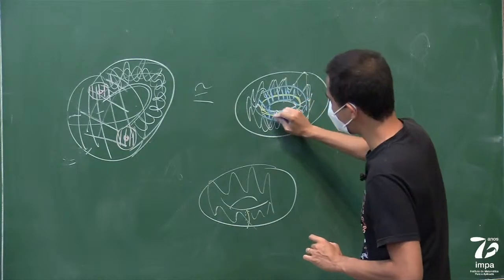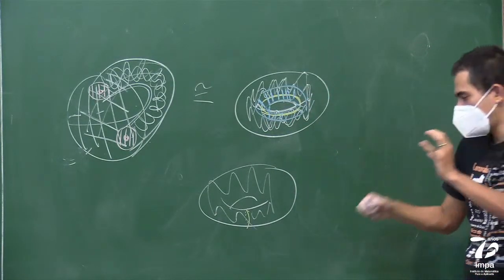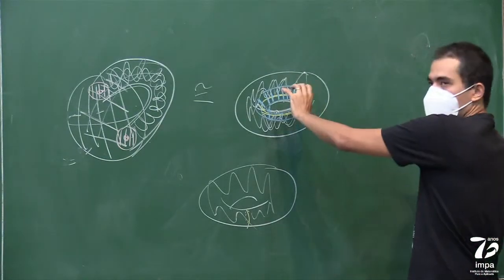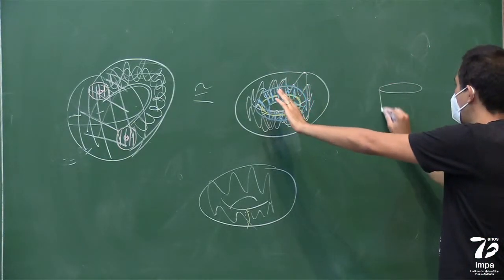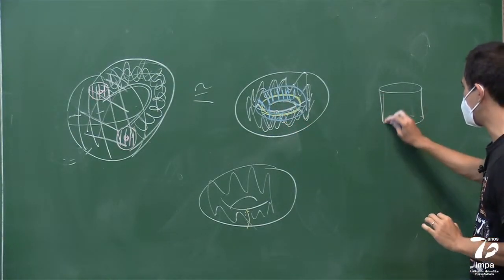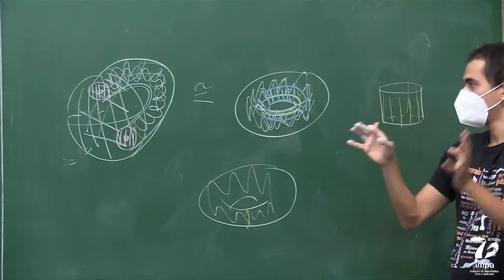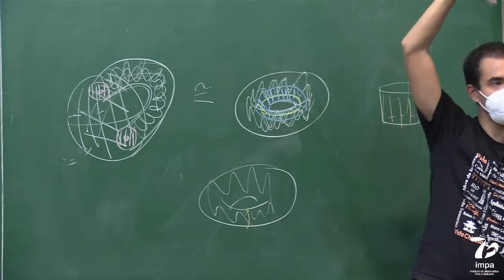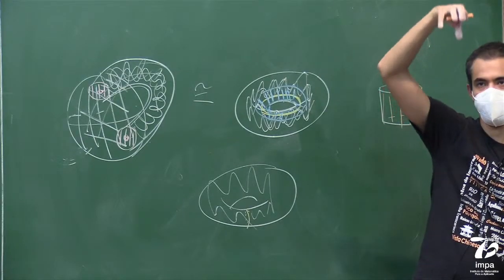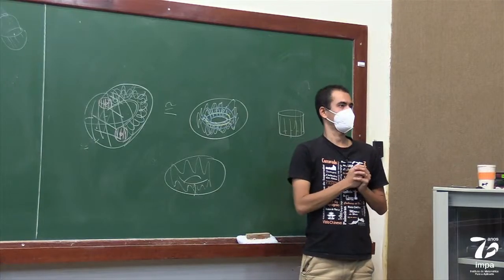And then you have to attach a 2 handle along this. So it's kind of like you put a lid. You're going to close this hole with a cylinder like this, and you're going to glue this boundary of the cylinder right here. So it's like you really put a lid, like it's uma tampinha, really, to close this hole.